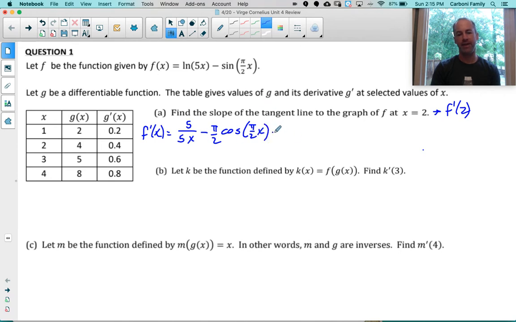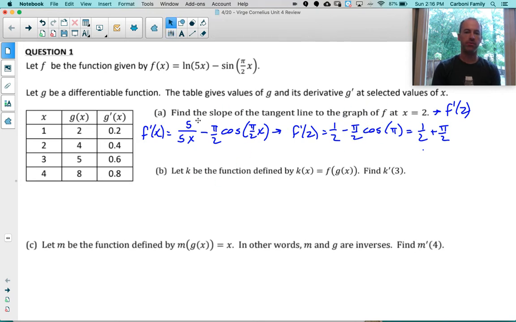And so f prime of 2 would be 5 over 5 times 2. That's going to reduce to 1/2 minus pi over 2 times the cosine of pi. And cosine of pi is -1, so you could clean this up to 1/2 plus pi over 2. Don't have to clean it up at all. You can leave it as 1/2 minus pi over 2 cosine pi, but I chose to simplify it some.